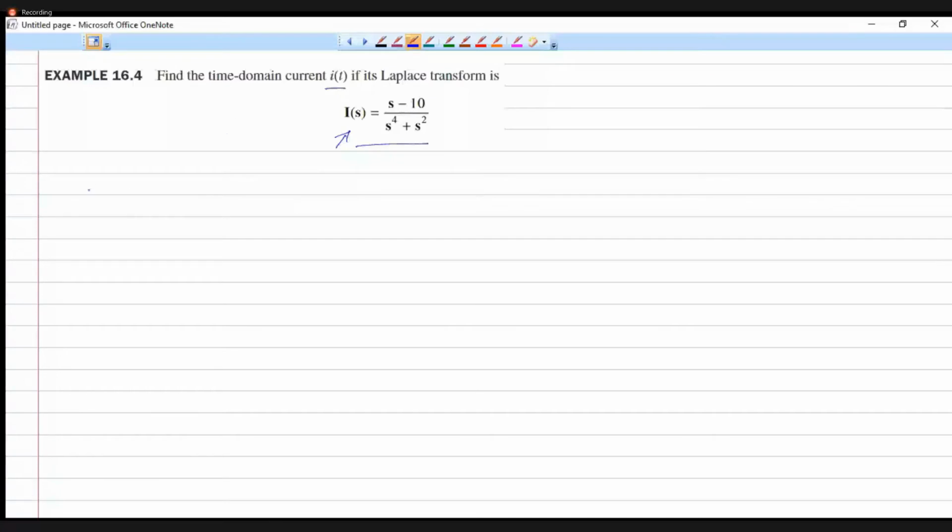Here I can write I of s is equal to s minus 10 divided by s square into s square plus 1. Okay, I can also write it in a simpler manner.